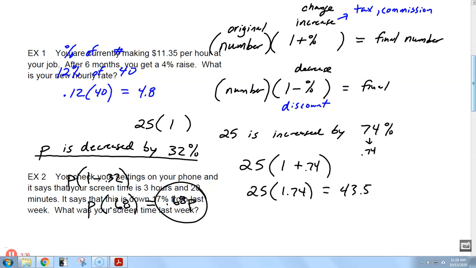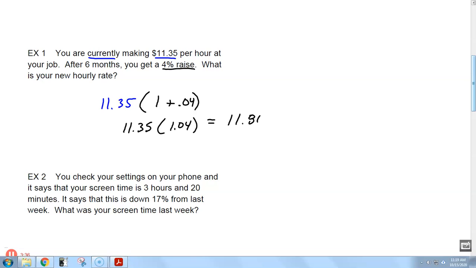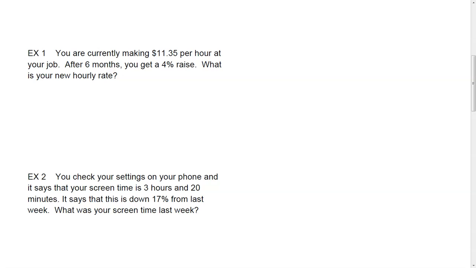So example 1, you're currently making $11.35 per hour. After 6 months, you get a raise. A raise is an increase of 4%, which is 0.04. Now, you may not have to write that line out. You might be able to just add those together in your head, make things a little bit faster. And when I round it, I end up getting $11.80. So you have the original, the before, and then you have the after.